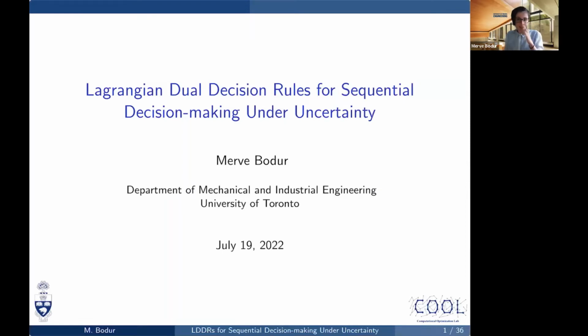Today, I will talk about sequential decision-making under uncertainty and tell you a little bit about the specific policies that we propose. We are calling them Lagrangian dual decision rules, and the name will be clear hopefully as we go shortly. I will try to fit it into this 45 minutes or so, but please feel free to interrupt me at any point, if you want me to explain any concept further.